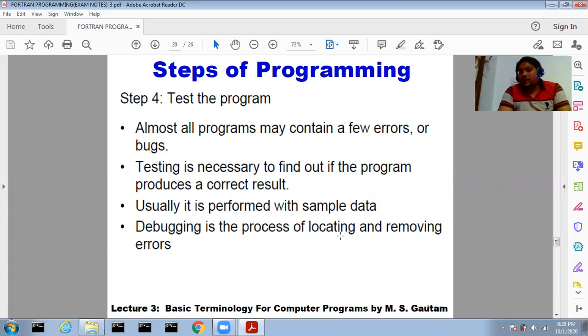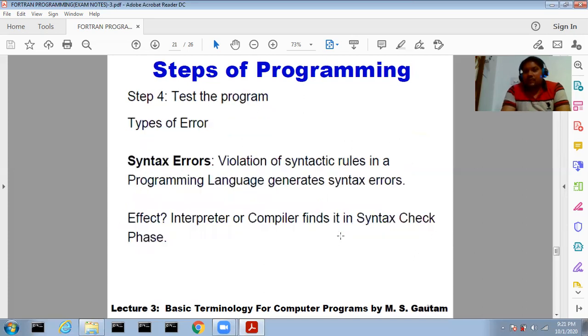Debugging means it is a process of removing the errors. It is the process of identifying the errors, the location of errors, and the type of errors. There may be different types of errors, and all these types of errors can be found when we test the program. So testing of program is a very crucial step, because it tells whether the program is correct or not, whether the output is desirable or not desirable. While testing the program, there may be some errors.